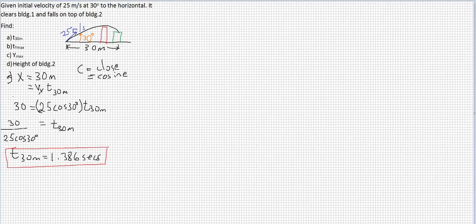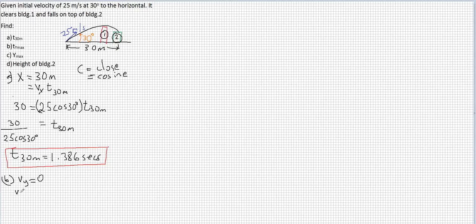The next question is find Ty max. Ty max happens at building 1. This is building 1, this is building 2. So the time to reach the maximum height occurs when Vy is equal to 0. When Vy is equal to 0, which is the final velocity at the top.